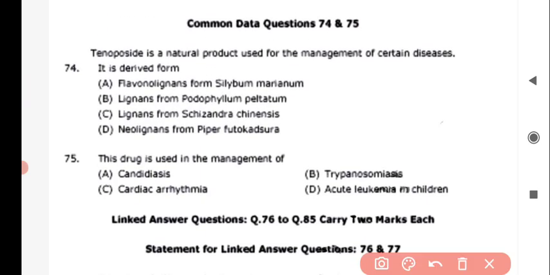Now coming to the next statement, teniposide is a natural product used for the management of certain diseases, and the question is, it is derived from, and the answer is option B, lignans from Podophyllum peltatum. Next question is that this drug is used in the management of, and the correct answer is option D, that is acute leukemia in children.